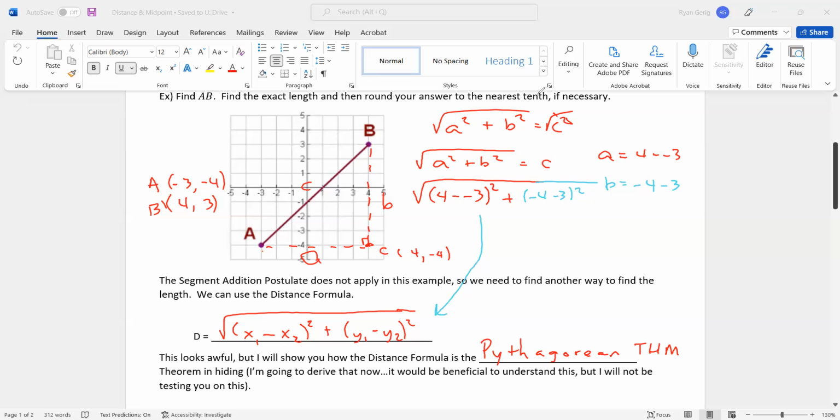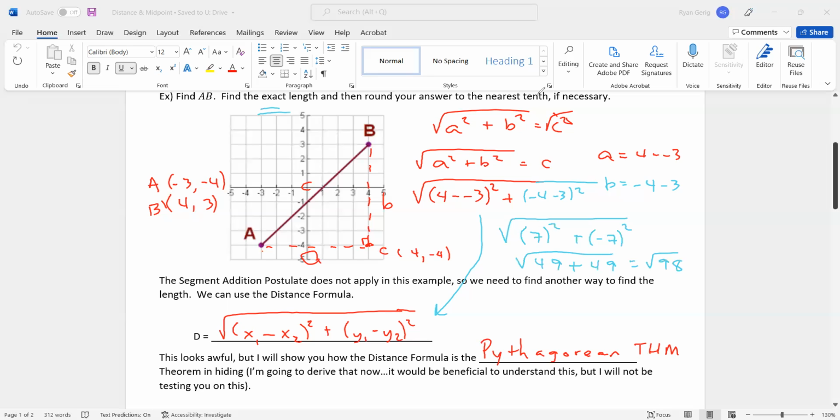Again, if that didn't make sense, it's okay. But I'm going to continue now. 4 minus -3 is 7, squared. -4 minus 3 is -7, squared. And now what's 7 squared? That's 49. -7 squared is also 49. So the square root of 49 plus 49 is actually the square root of 98. Now it said exact, right? Exact means I want to break this down into its perfect squares, which we did back in Algebra 1.